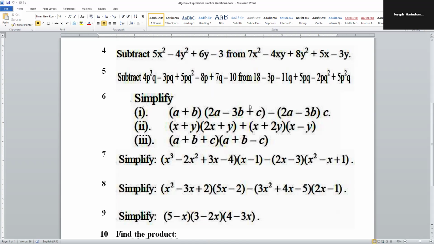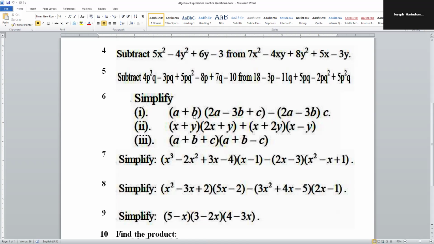One bracket is over now. Then plus b into, again we multiply 2a minus 3b plus c. This is the multiplication of a binomial by a trinomial. A binomial by a binomial or binomial by a trinomial, the same rule applies, the distributive law of multiplication over addition or subtraction.